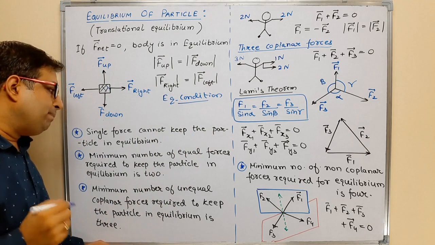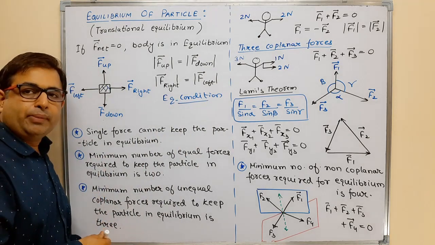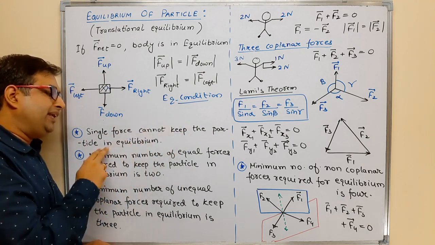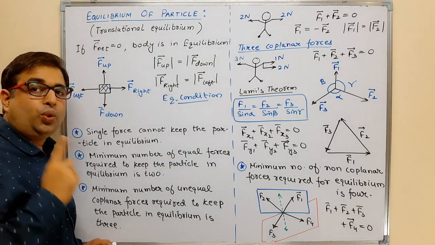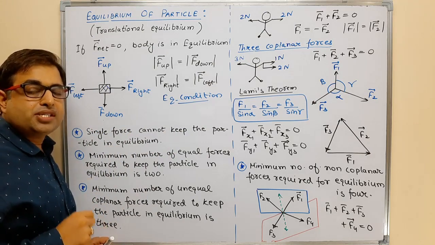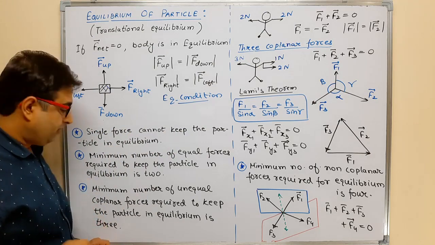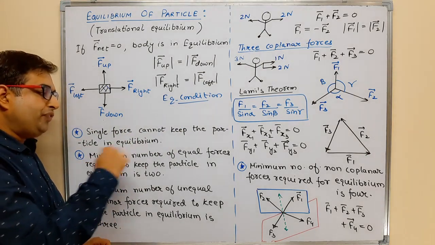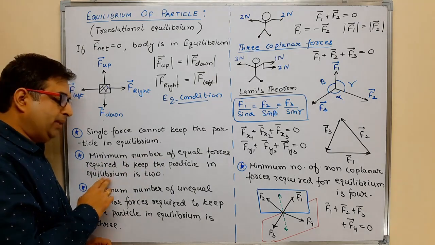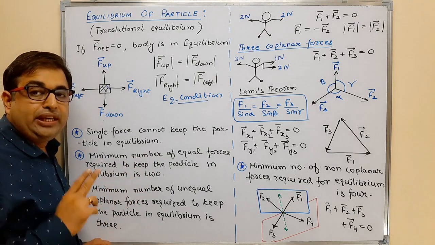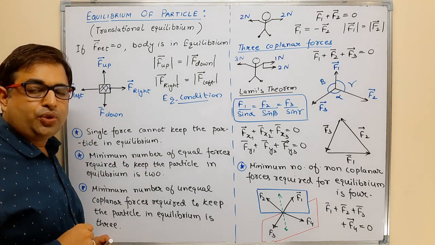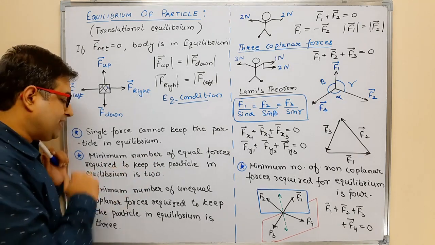Now let us see some important points related with equilibrium condition. First, single force cannot keep a particle in equilibrium. If we have only one force, then net force is non-zero. So body is not in equilibrium condition. Second, minimum number of equal forces required to keep the particle in equilibrium condition is 2. So we need minimum 2 equal forces to get net force equal to 0. We will take the examples of this condition.